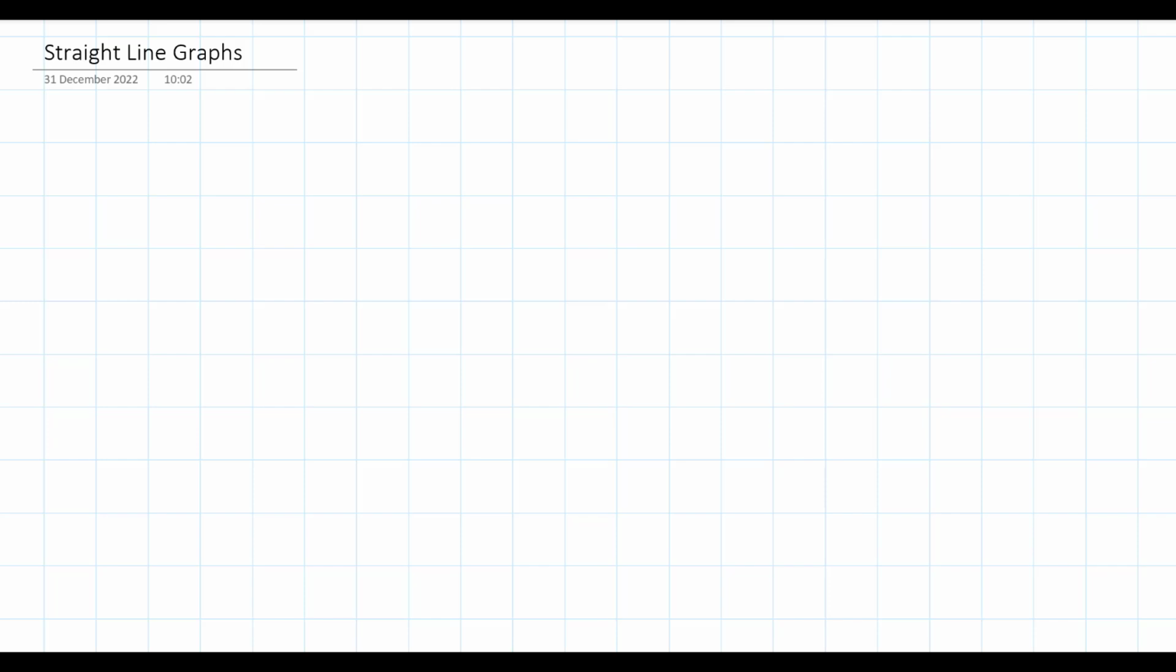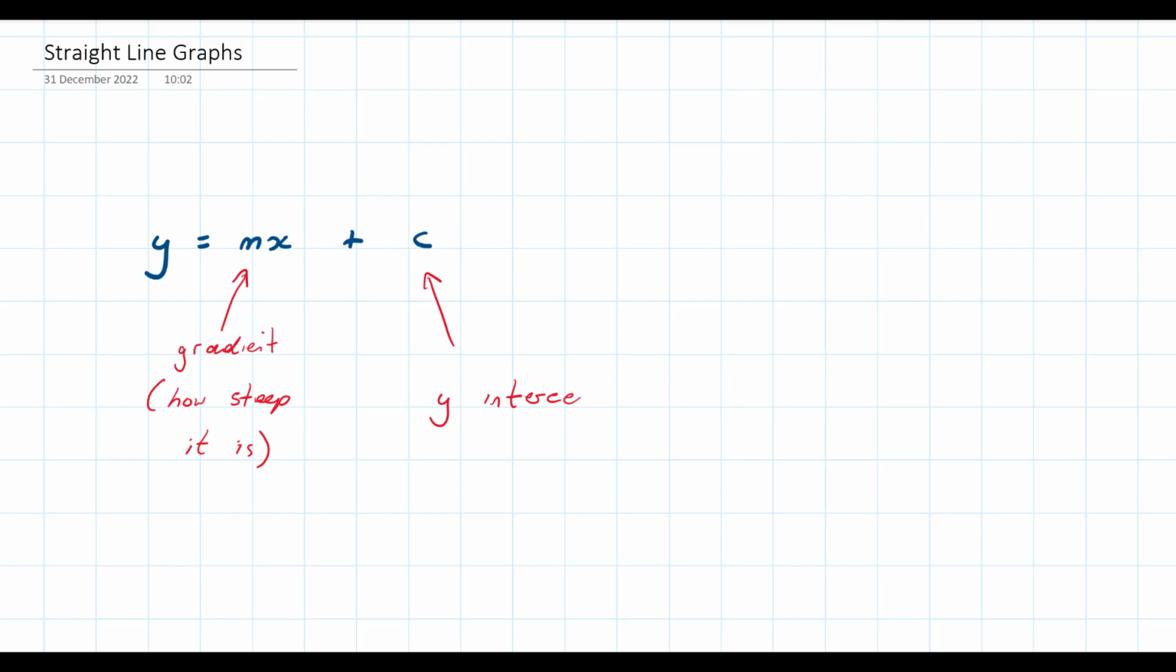First of all, what you must know is that the general equation of a straight line is written as y equals mx plus c, where m represents the gradient of the line, which is how steep it is, and we will talk about that in more detail. And the c is the y-intercept. The y-intercept just means where the line crosses the y-axis.